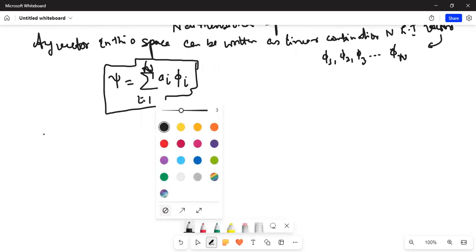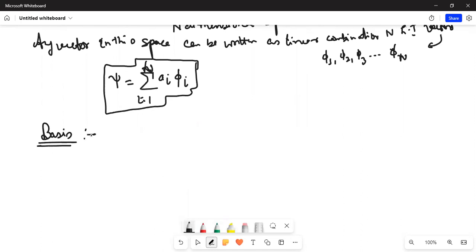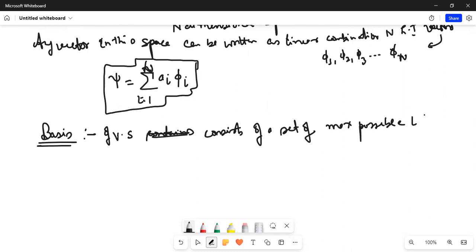These are just definitions, so don't worry about all these things. Just understand. What is basis? For example, for this n-dimensional space, these are the bases. So I would write that the basis of a vector space consists of a set of maximum possible linearly independent vectors belonging to that space. We are going to see all these things in particular for R square, so that you can understand.